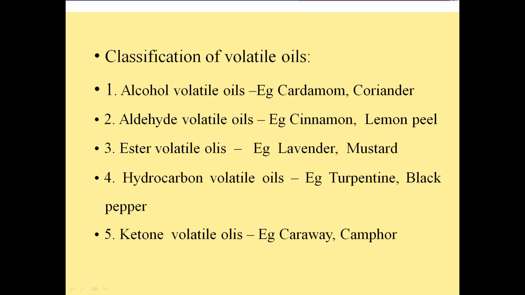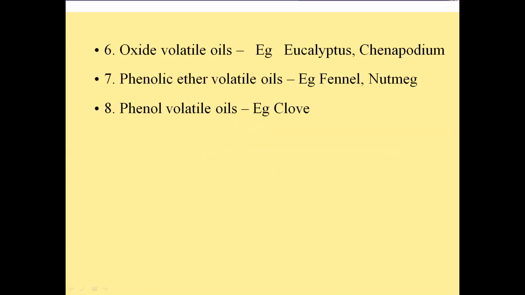Next is hydrocarbon, a hydrogen and carbon group is there. Examples are turpentine and black pepper, terpene and kali mirch. Then ketonic volatile oil. Ketonic volatile oils mean ketone, caraway and camphor.